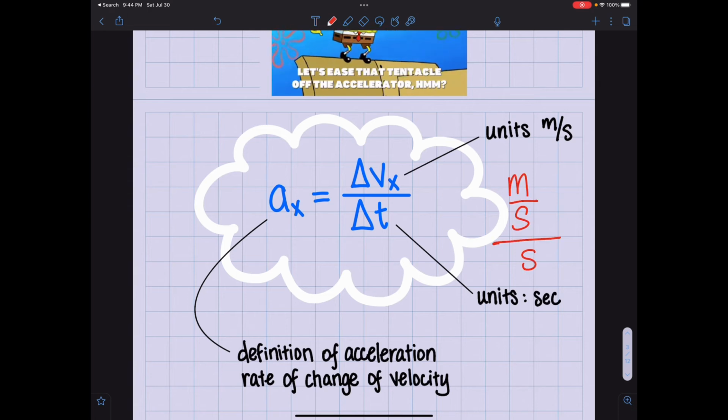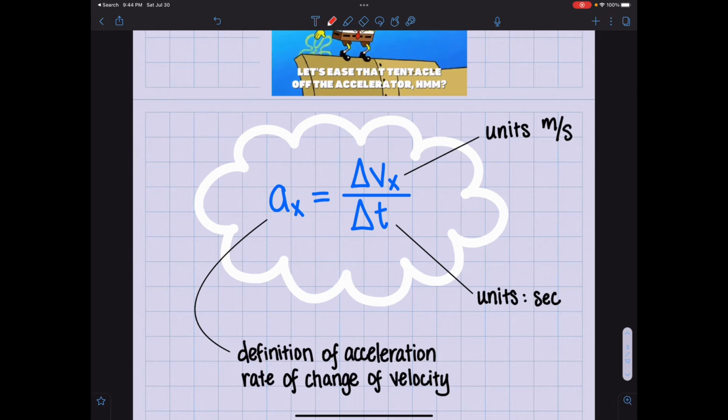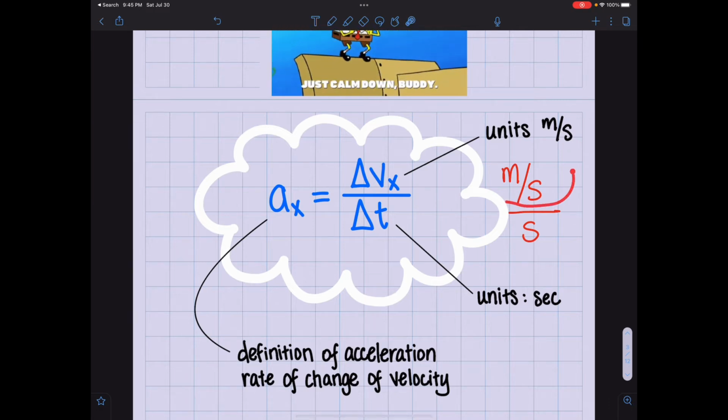Or it's actually the same as multiplying it by 1 over seconds. So that's the same as meters per second squared. That's the other way that you can define the units for acceleration, meters per second squared. But there's 2 seconds on the bottom. And kind of think about what this is saying. To me, it makes more sense conceptually to think about it as meters per second per second. That means that the velocity is changing, maybe 2 meters per second, every second.